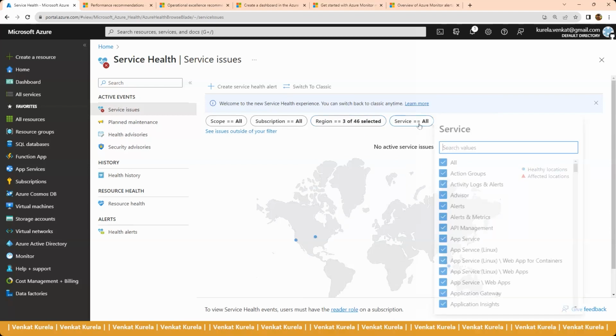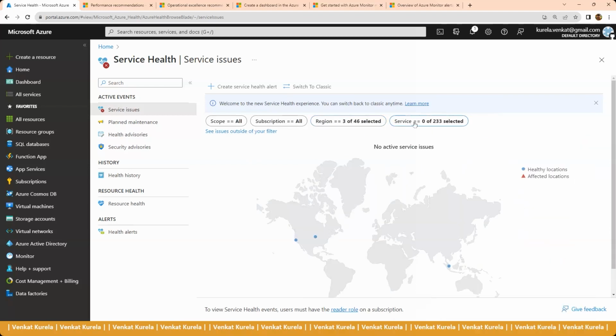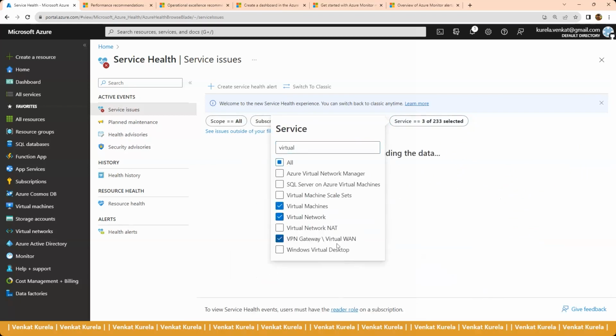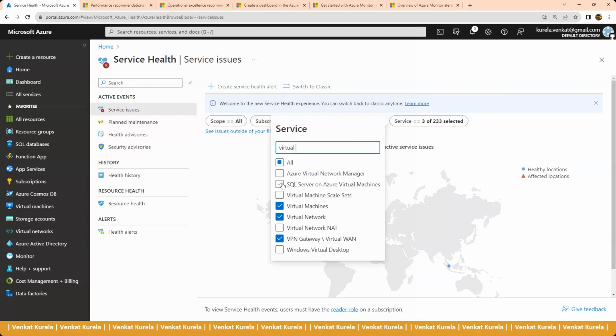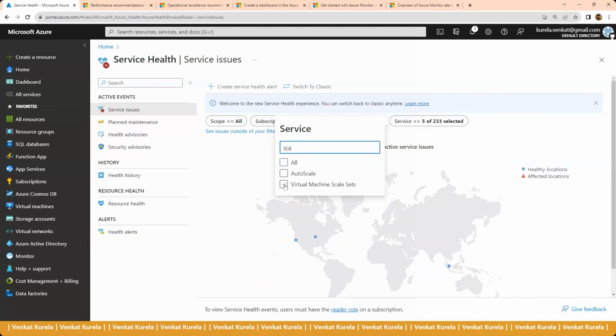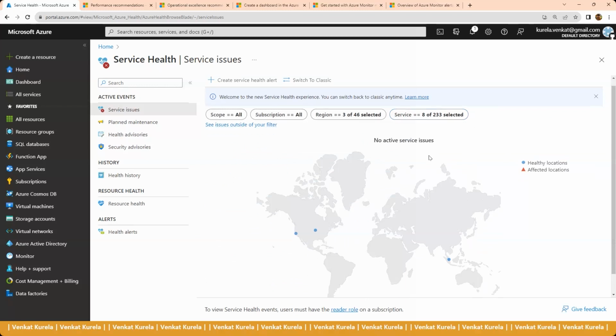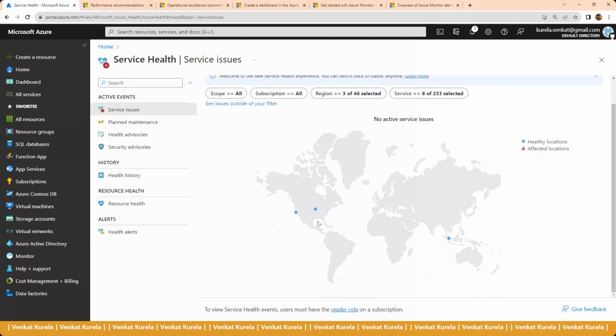So all services or specific services, it is up to us. Out of 233, let's say virtual machine, virtual network, and of course we are using VPN, so VPN gateways, SQL databases, Azure load balancer, virtual machine scale set, or auto scaling, and then Azure Monitor. I'm only interested in seeing the health status of these 8 services. I've applied my filter. So this way you can come here and always check for your service health issues, so that it tells you if there is anything wrong. Because what happens is, at times from your side, your application, your code, your database, everything is ready, but still they may not work.